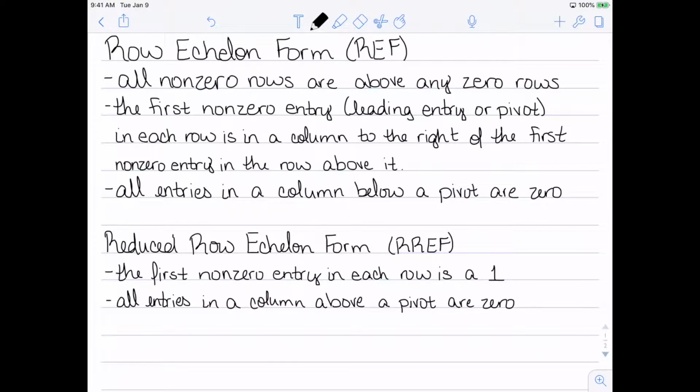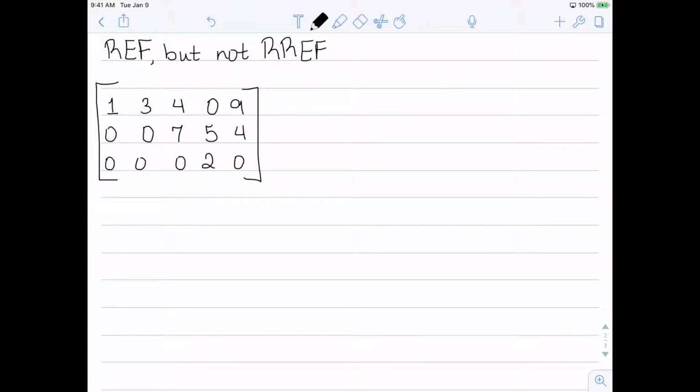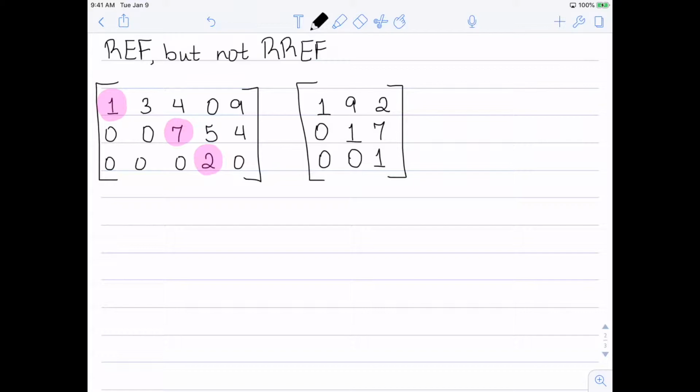So let's look at some examples. I'm going to start with examples that are in row echelon form, but not reduced row echelon form. Here's my first example. The first rule said that any zero rows had to be at the bottom; we don't have any zero rows here. The next one said that pivots had to be to the right of the pivot in the row before them. Here are my pivots, the first non-zero entries in each row, and we can see that they are moving down and to the right. The last condition said that everything below a pivot had to be 0, and we can see everything below the 1 is a 0, everything below the 7 is a 0, and there's nothing below the 2.